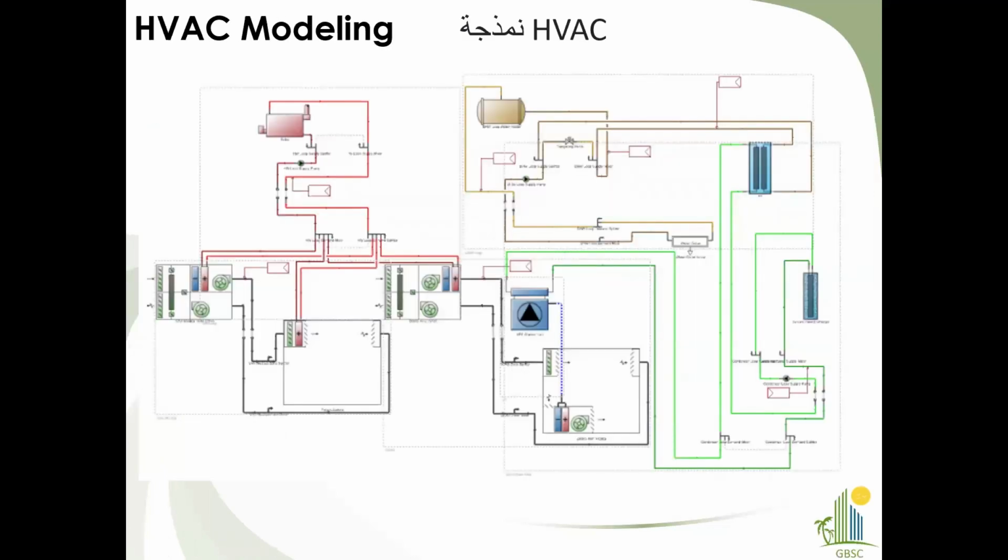Then HVAC modeling. Within Design Builder, we have two options for our HVAC modeling. One is a simplified method, wherein we can just pick and choose what system we want, and with the basic controls and coefficients of performance, we can perform the annual simulation, or compare two systems. But then there is another module, which is the detailed module, wherein we can model each component of the design.